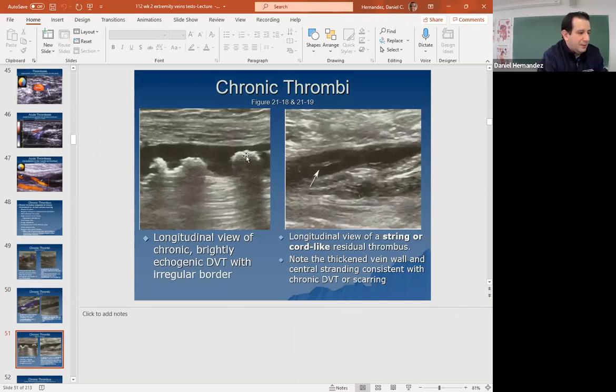Here we could also see that echogenic calcified thrombus. We actually can see some posterior shadowing in this case. Again, some more examples of chronic thrombi. We see these linear echogenic strands, so they almost appear cord-like. This is that residual chronic thrombus. Again, we also could see thickened venous walls.